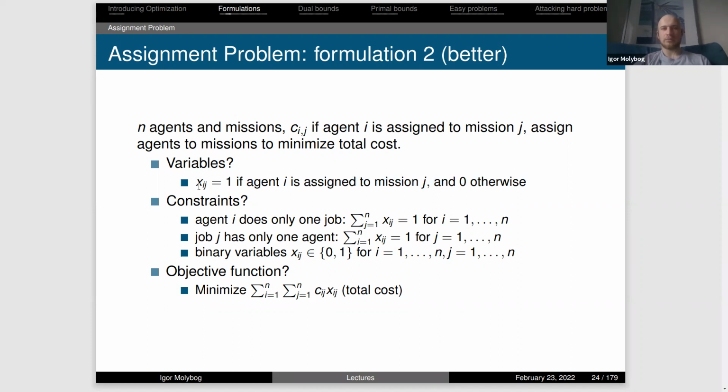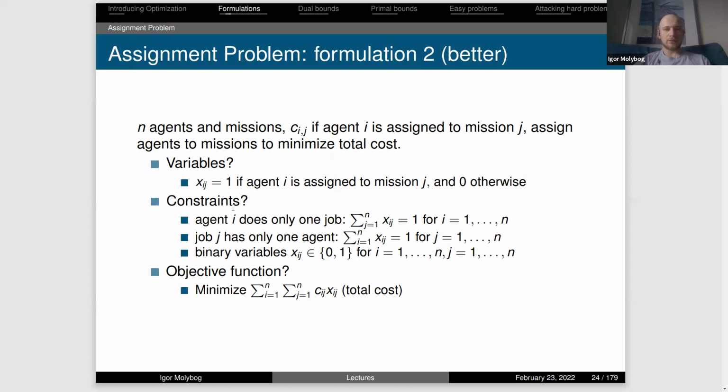It's just our interpretation. We are defining xij as a binary variable, and the way that we are constructing this abstraction is that we will interpret the values of xij in the following way: if it's equal to 1, then agent i is assigned to mission j, and 0 if it's not.